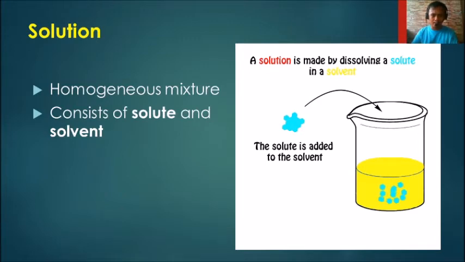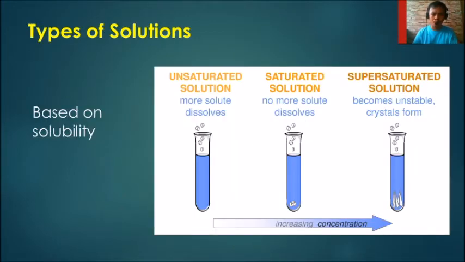Now, we have some classifications according to different parameters. We have the types of solutions based on solubility. When you say solubility, it refers to the maximum amount of solute that will dissolve in a given quantity of solvent. So, here we will know how much solute we can put in order to maximize. We have the following.